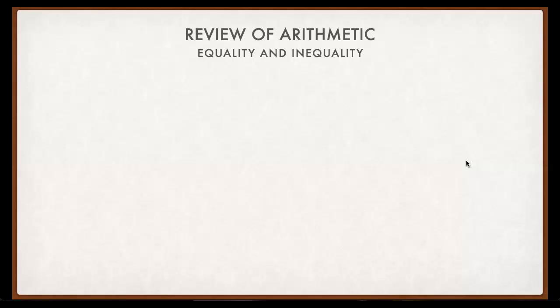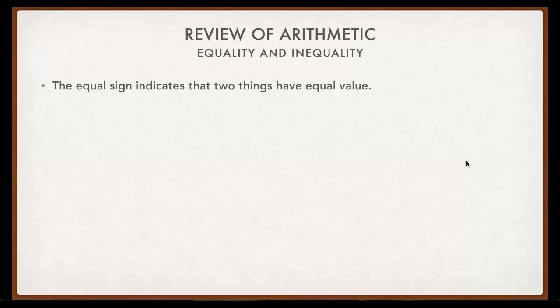Equality and inequality. When we use an equal sign that indicates that two things have equal value, remember there are multiple ways that we can represent the same value in math. As a simple example, 2 plus 5 equals 7. That equal sign there means this thing that we've written over here has the same value, namely 7, as this thing over here on the right.